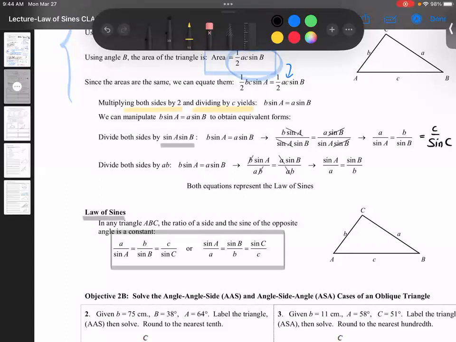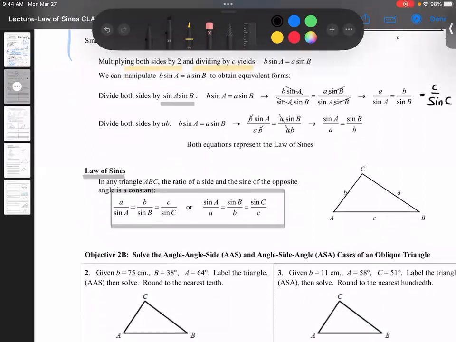It doesn't matter. You can write your ratio as little a over sine big A or sine big A over little a. It doesn't matter. Usually I use the latter one, just out of habit. But whichever one, it should give you the same answer.